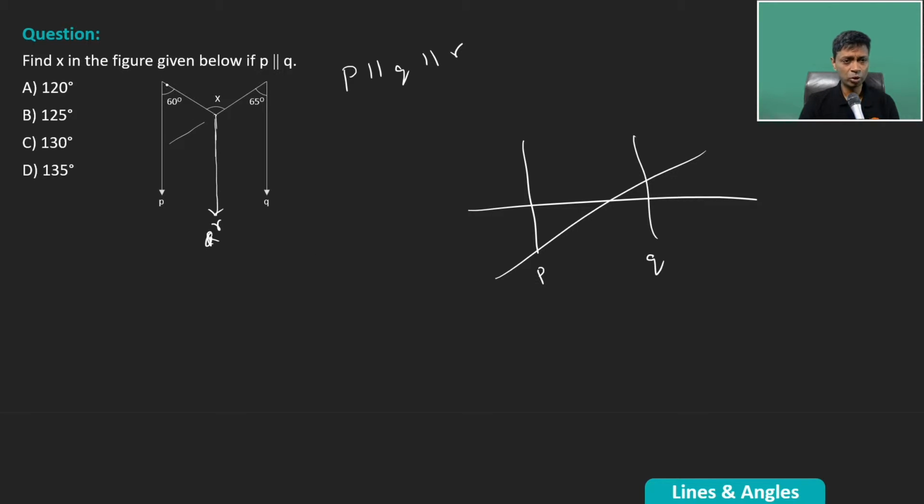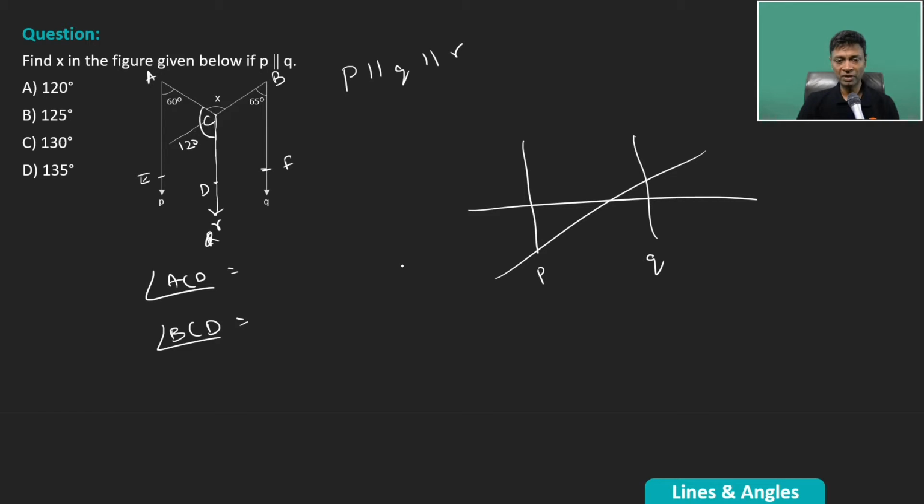And I'm going to name some points. Let's say this is A, this is B, this is C, there's a D here somewhere, there's an E here somewhere, and F here somewhere. So find angle ACD, find angle BCD, then find X. Fine, so that's the approach here. How do we find ACD? This angle is 60. ACD should be 120.